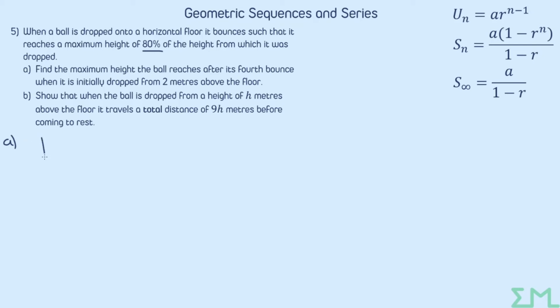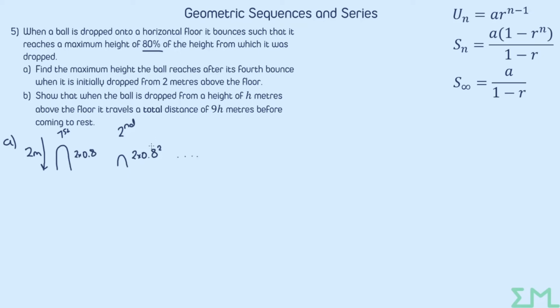If a ball is initially dropped 2 meters, it then bounces at 80%. So the first bounce would go to 2 times 0.8. The second bounce would be a bit lower. It would go as high as 2 times 0.8 squared, and it will carry on this way.